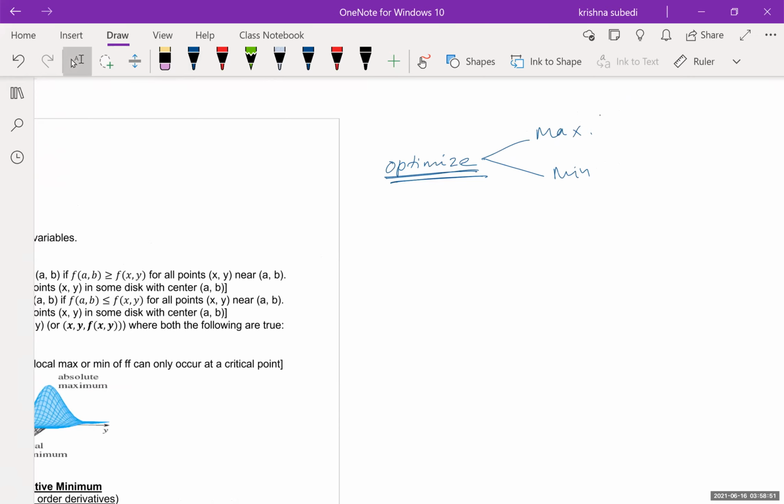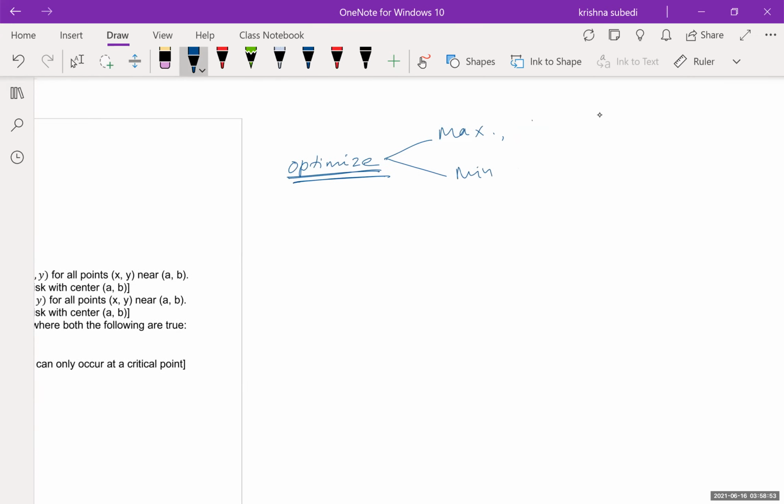For example, if you are given a profit function, then optimization means you want to maximize. And if you are given a cost function, for example, if you want to optimize your cost, it means you don't want to maximize, you want to minimize cost. So depending on the context and situation, optimization has different meanings, sometimes maximum, sometimes minimum. Keep that in mind.